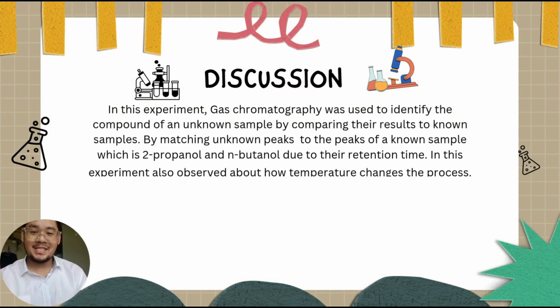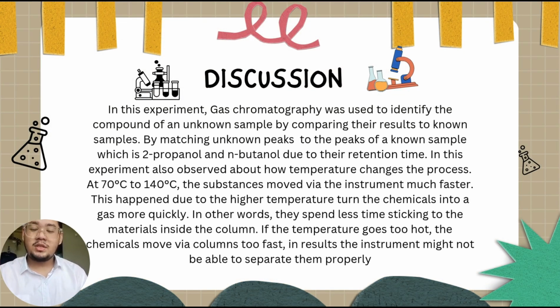Moving on to the discussion of this experiment. Gas chromatography is widely used mainly to identify the unknown compound in a sample by comparing its result with a known sample. But how does that happen? By matching the peaks of the known samples, which in this experiment are N-butanol and 2-propanol, and their retention time.